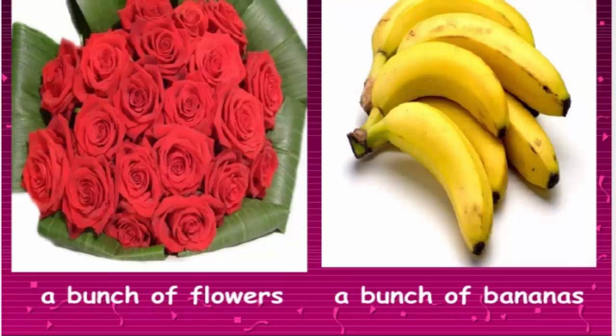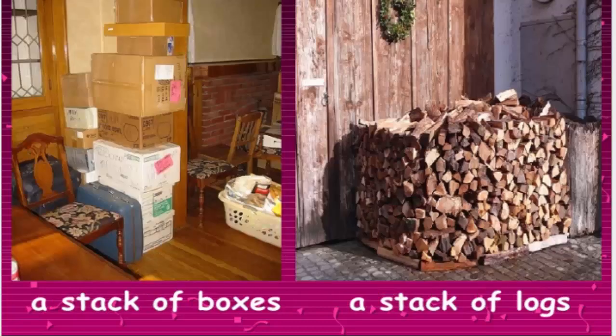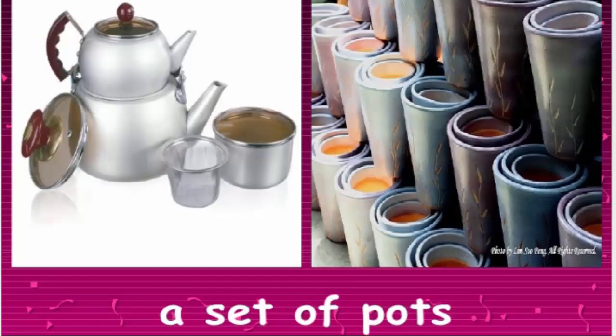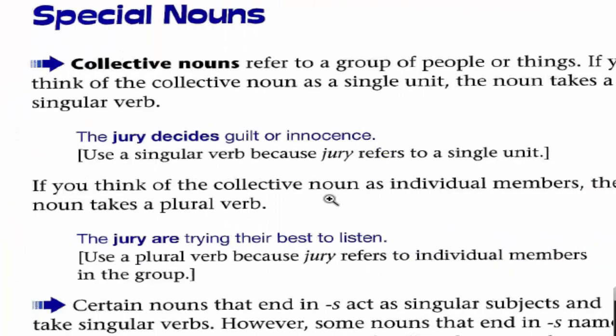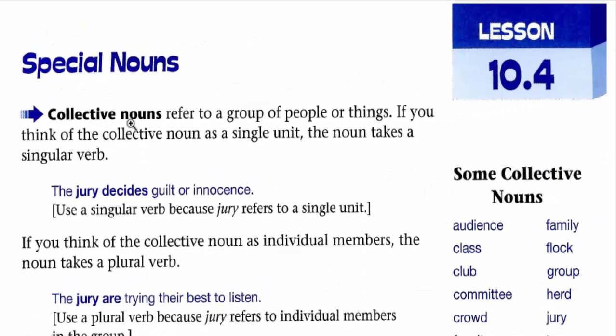A bunch of flowers and a bunch of bananas. A stack of chairs and a stack of tables. A stack of boxes. A stack of logs. A set of tools. A set of pots, and so on. And this will take us directly to the lesson of today, special nouns. If you open your book to page 257, lesson 10.4, collective nouns.